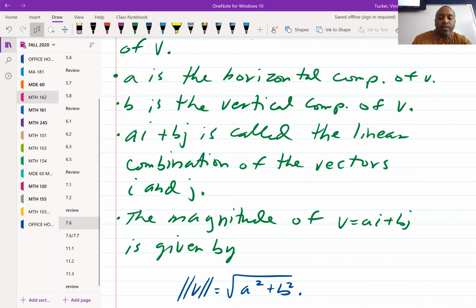So the magnitude of vector V, if it's given to you in this form, is just the square root of A squared plus B squared.